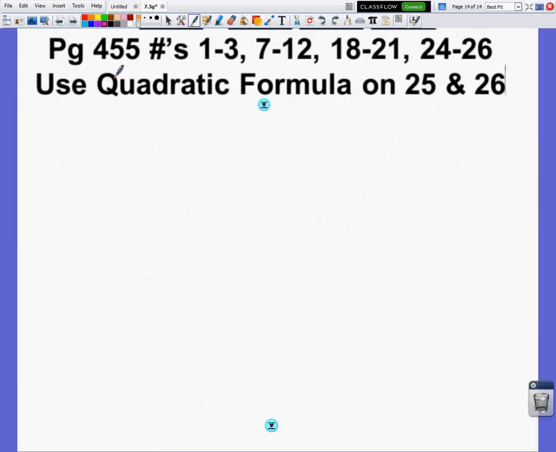Okay. There's your assignment. Remember, you're going to have to use the quadratic formula on these two problems. When you're using the quadratic formula, it needs to be in this form. And the quadratic formula says negative b plus or minus the square root of b squared minus 4ac all over 2a.